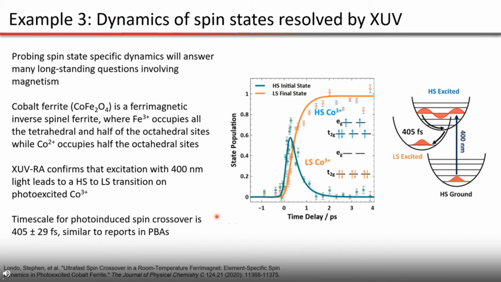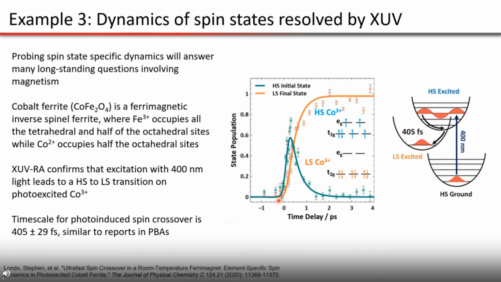Here we found that with XUV-RA spectroscopy, we were actually able to model and simulate the high spin versus the low spin excited states. For the sake of time, I won't get into a lot of the details of that fitting, but basically we found that with this system, we could model a high spin initial state where the cobalt is in the high spin, and then a low spin final state, which grows in as a function of time. So we're actually inducing a spin flip or a spin crossover event on the time scale of about 400 femtoseconds. This is very similar to previous reports in Prussian blue analog systems.